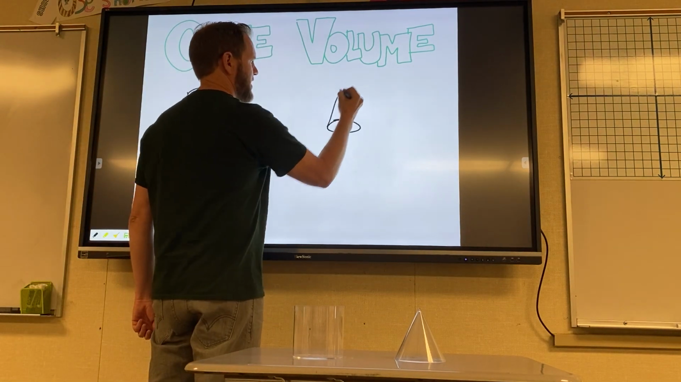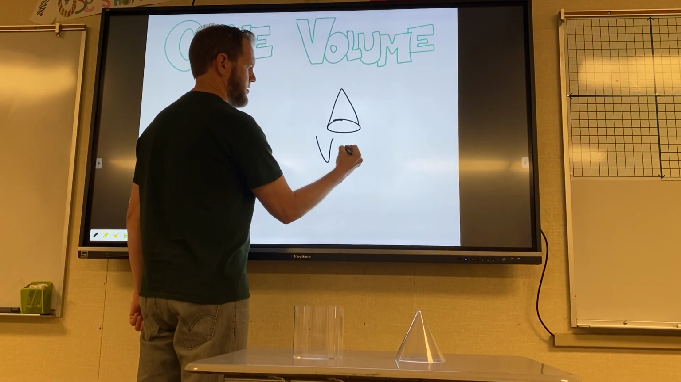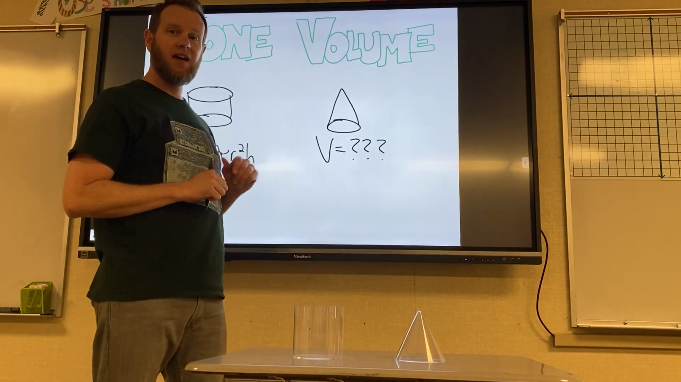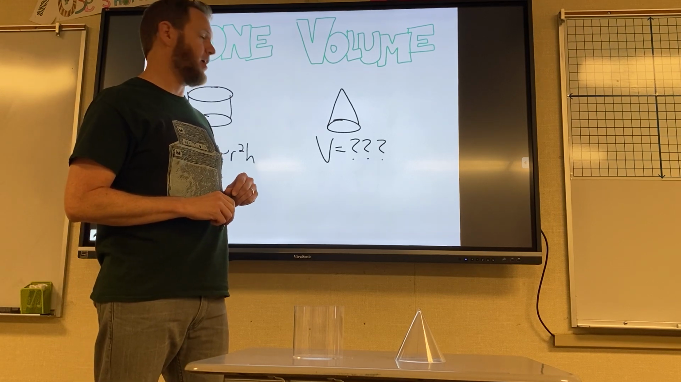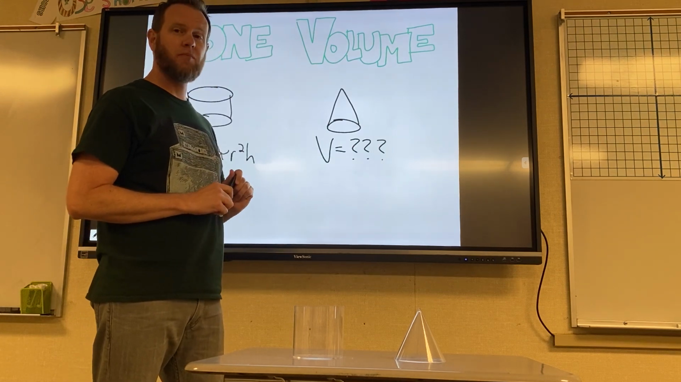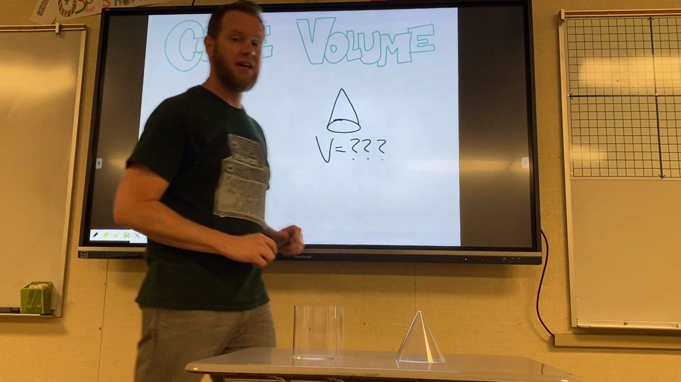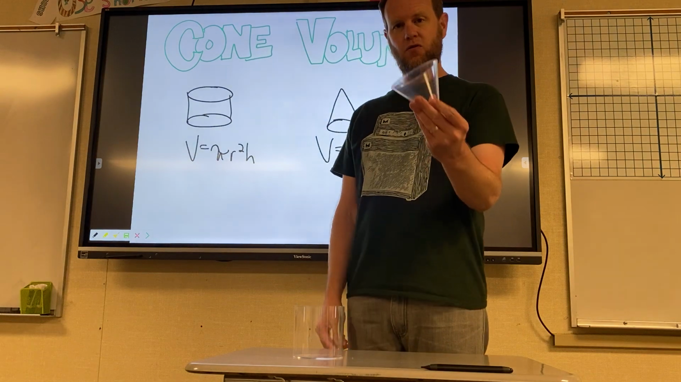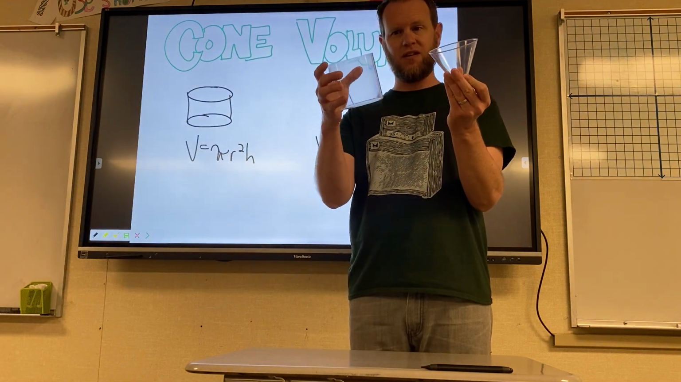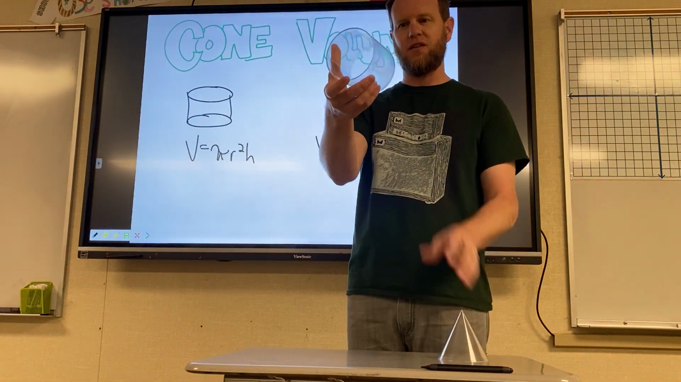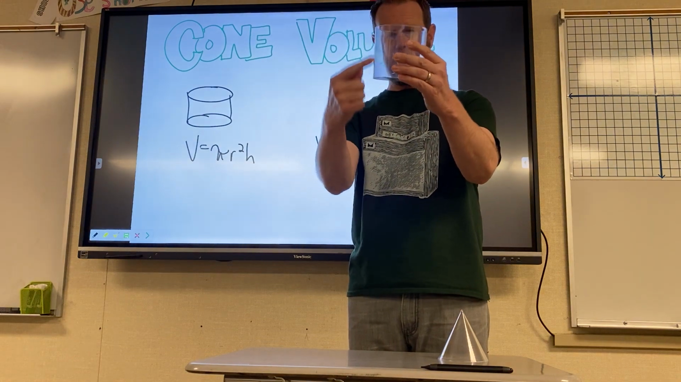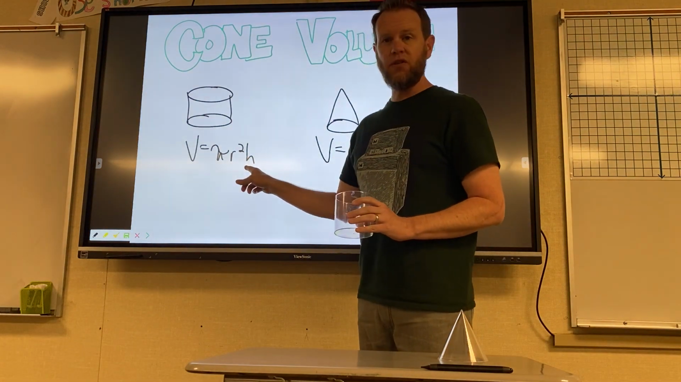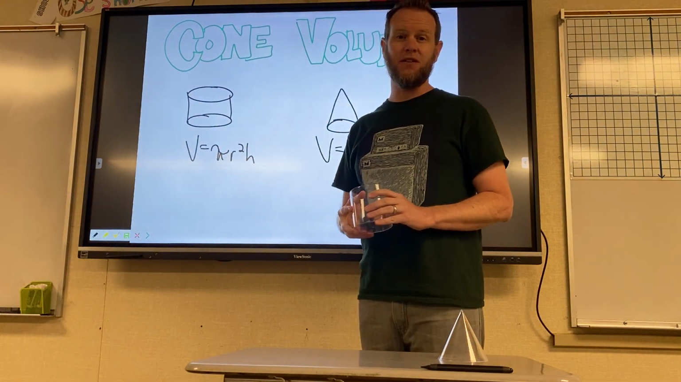But how are we going to find the volume of a cone? That's the mystery of the day today. And I am going to try to help you discover this formula through experimentation. So we are going to find the volume of a cone based on what we know about the volume of a cylinder. Now, to find the volume of a cylinder, what do you need to know? You need to know the height, and you need to know the radius of the base. Those are the only variables because we already know what pi is.